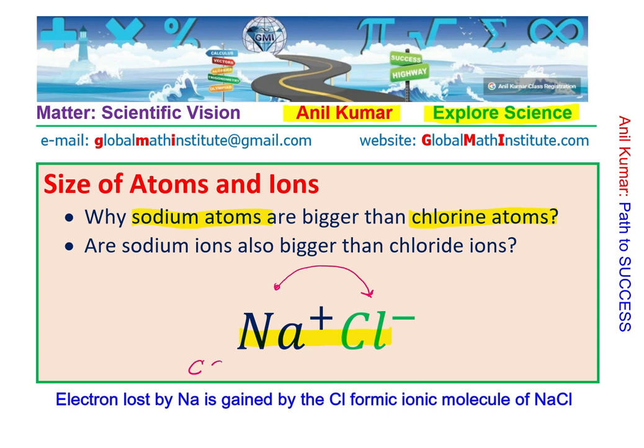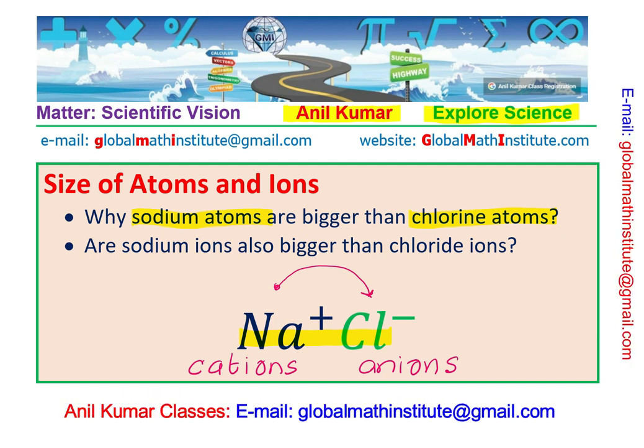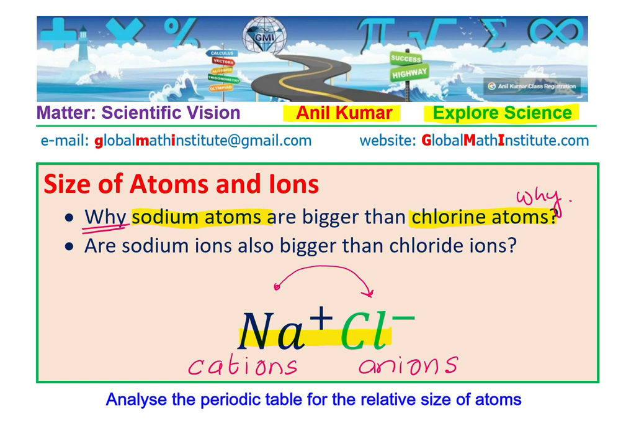So we call these cations, right? And anions with negative charge. Now the question is why sodium atoms are bigger than chlorine atoms. And once they form a molecule, sodium chloride, as we just discussed, the second question is: are sodium ions also bigger than chloride ions? That is what we need to figure out. Let us explore further with the help of their position in the periodic table.